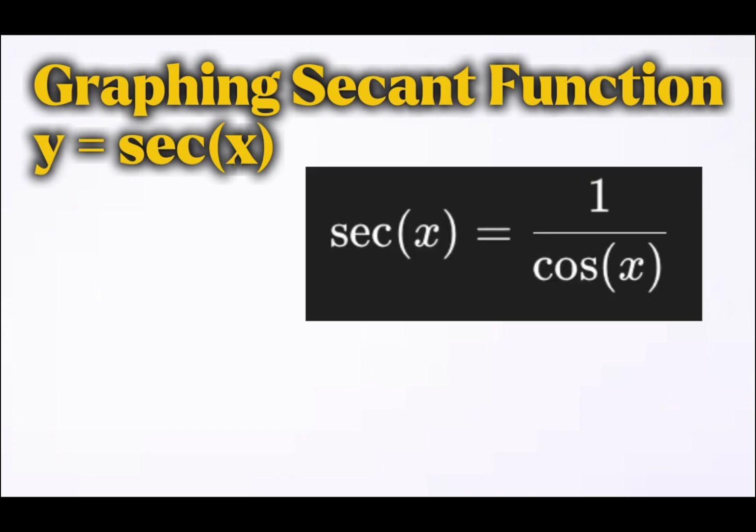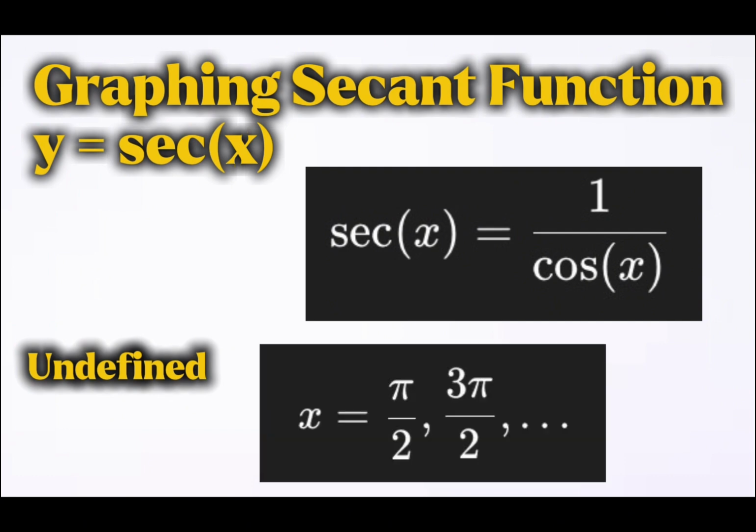Let's move to graphing the second function. y is equal to secant x. Secant is the reciprocal of cosine. Secant x is equal to 1 over cosine x. Secant is undefined whenever cosine x is equal to 0, which happens at x is equal to pi over 2, 3 pi over 2, and so on.